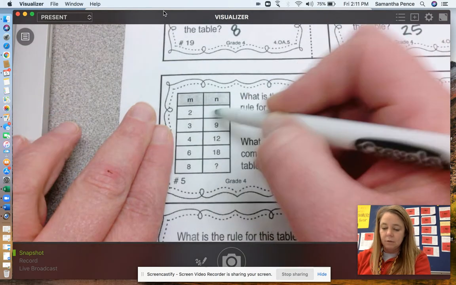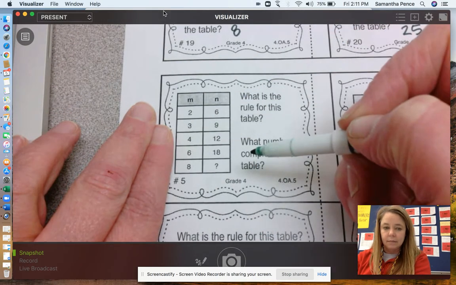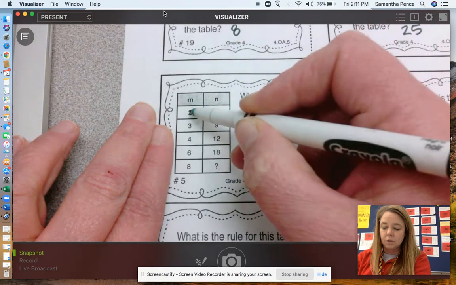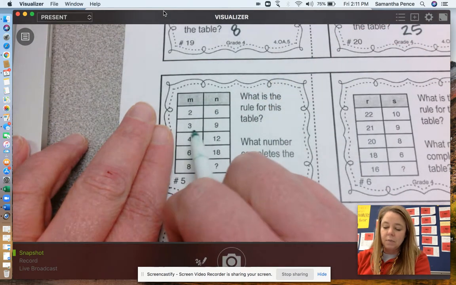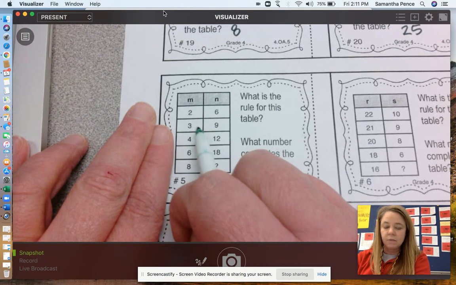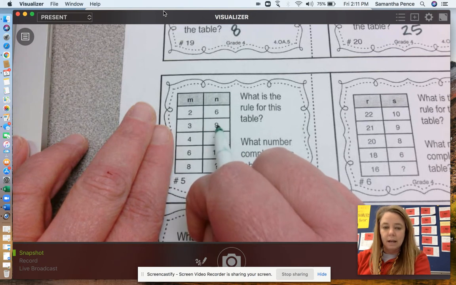So I'm thinking, how do I get from 2 to 6? And I'm thinking I would add 4. So 2 plus 4 is 6. Let's see if that works for the next one. 3 plus 4 is 7, not 9. So we must be doing something different.